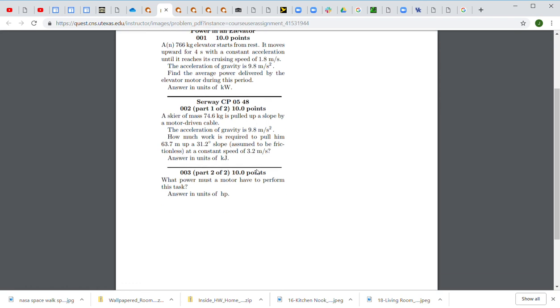Second problem, a skier of mass 74.6 kilograms is pulled up a slope by a motor-driven cable. How much work is required to pull him up 63.7 meters on a certain inclined plane slope? And again, in this case, answer in kilojoules. So we'll first calculate it in joules. I've got to figure out what the rope force is that's pulling, and he's pulled at a constant speed.